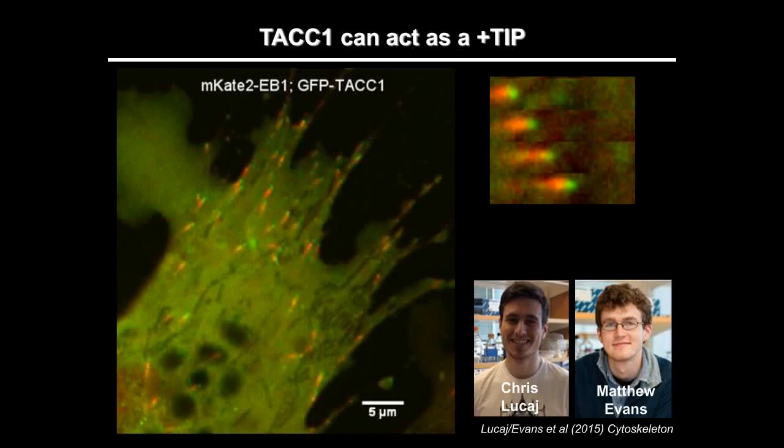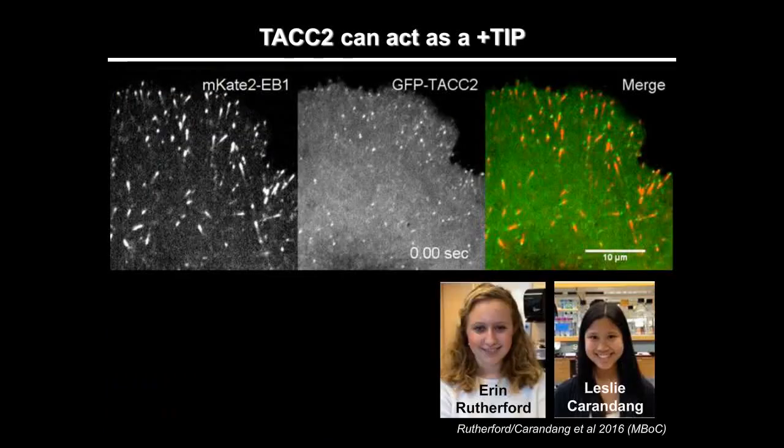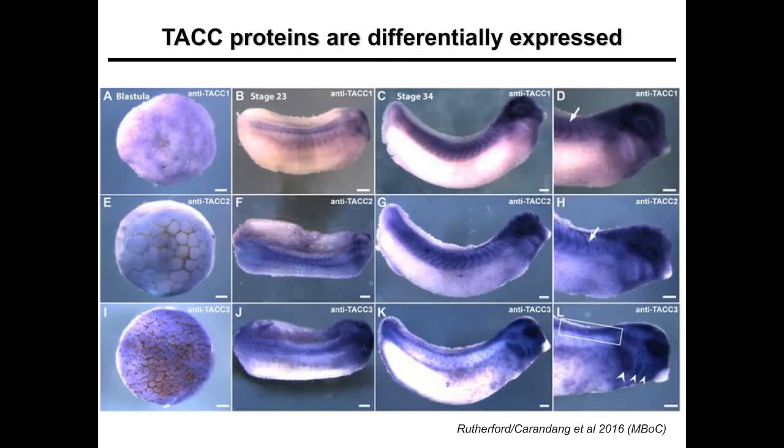What we found first is that TACC1 indeed can act as a plus tip, just like TACC3, and that TACC2 can act as a plus tip as well. And just like TACC3, manipulating TACC1 and TACC2 did lead to changes in microtubule dynamics in a variety of parameters. Now, we wanted to know whether there was redundancy or compensation among these TACC members, and so we started by using in situ hybridization to see where these TACC members were expressed.